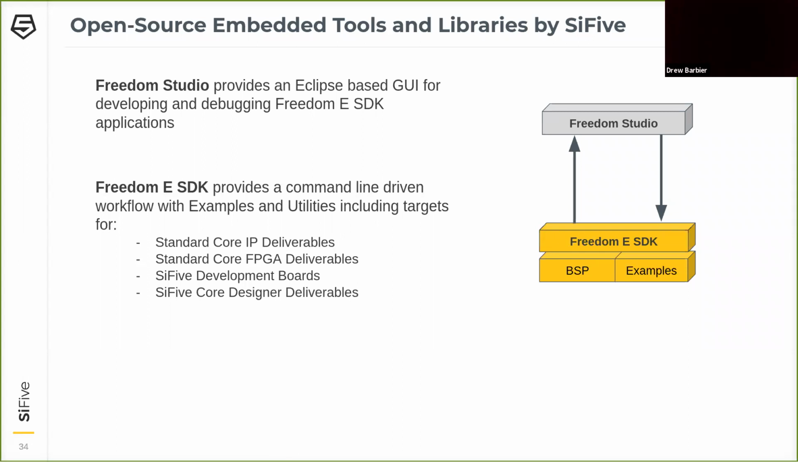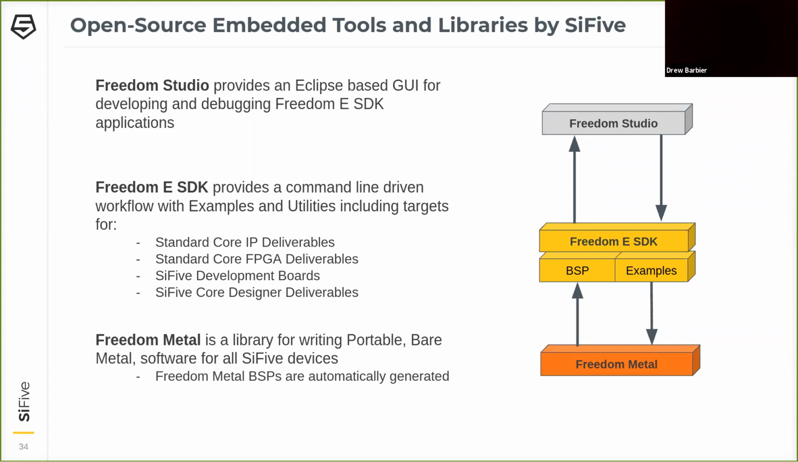This provides command line driven workflows and examples and utilities, including pre-built BSPs for all of our standard cores and development boards. Inside Freedom E SDK, we have a number of examples and benchmarks that are growing all the time, as well as scripts and utilities to help use Freedom E SDK to target our different platforms, be it the FPGA developer kits or the RTL test bench that we deliver with our IP.